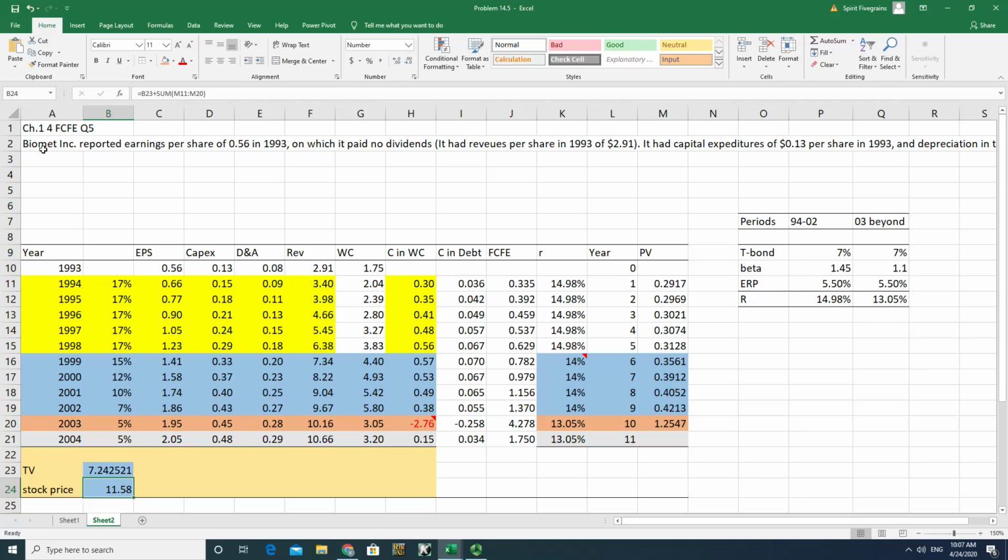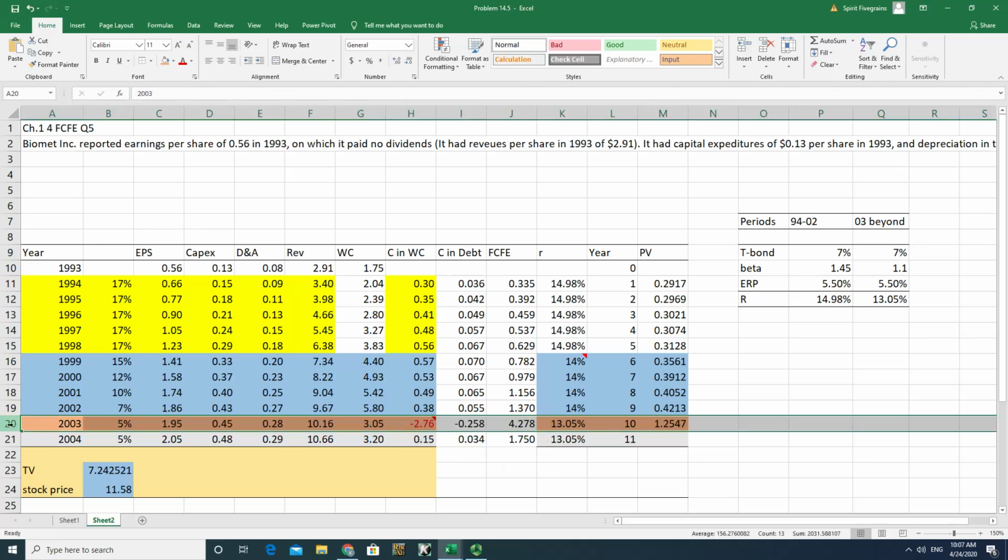So that is question 5 in chapter 14. I think you will come across a similar problem in your second exam where you have to treat this year very carefully. When a company has a large release of working capital, you shouldn't make this the beginning year of the constant growth time period. You treat it as a special year and take the next year as the beginning year of the constant growth time period. Otherwise, you will overestimate the terminal value. You will get it very wrong.